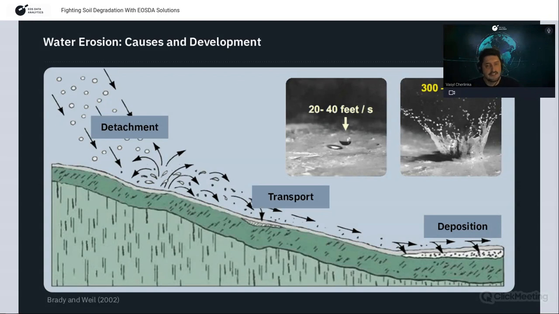This type of degradation is possibly the most common in the world. In essence, it is pretty simple and consists of 3 processes: detachment, transportation, and deposition of soil mass. The good news is that water erosion can be greatly slowed or completely terminated.